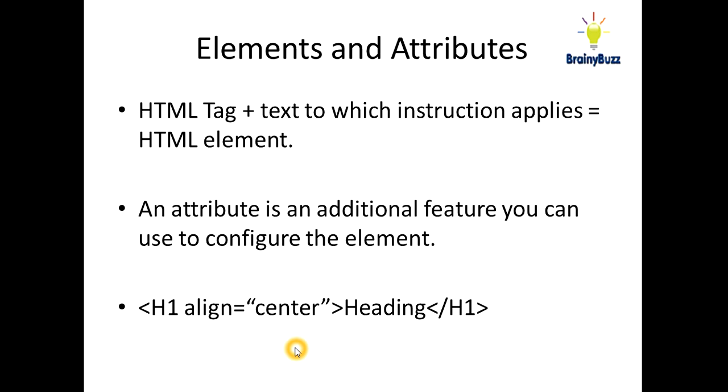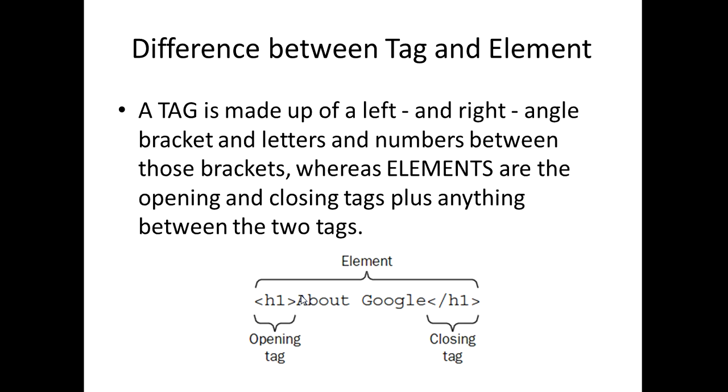Now what is the element and attribute? Your HTML tag plus the text to which the instruction applies is the HTML element. Now see, this is your HTML element and this h1 is the tag. An attribute is the additional feature you can use to configure the element. This h1 is the tag. Your align is the attribute of h1 tag that is applied to your text. That means you want your heading to be present in the center of your document. So the difference is, this is the tag, opening and closing tag, and this whole thing is element.